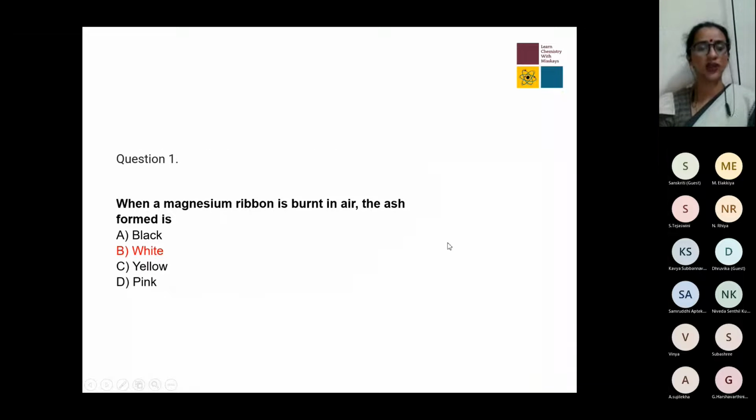All right. Question 1. When a magnesium ribbon is burnt in air, the ash formed is white. Can anyone tell me why? You can unmute and answer. Nobody? Is it because you don't know the answer or you're just too shy to let me know? You can drop it in the chat box if you know.